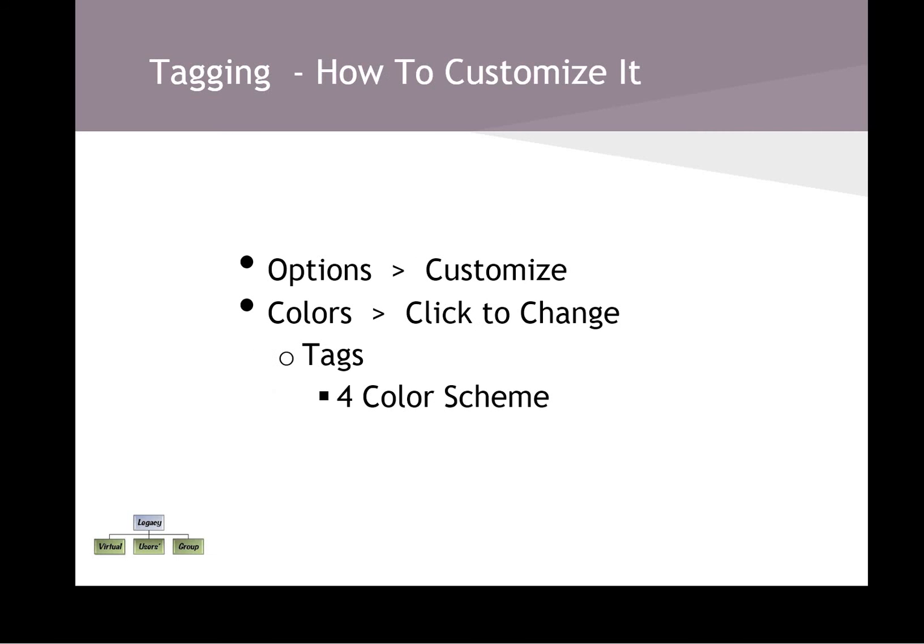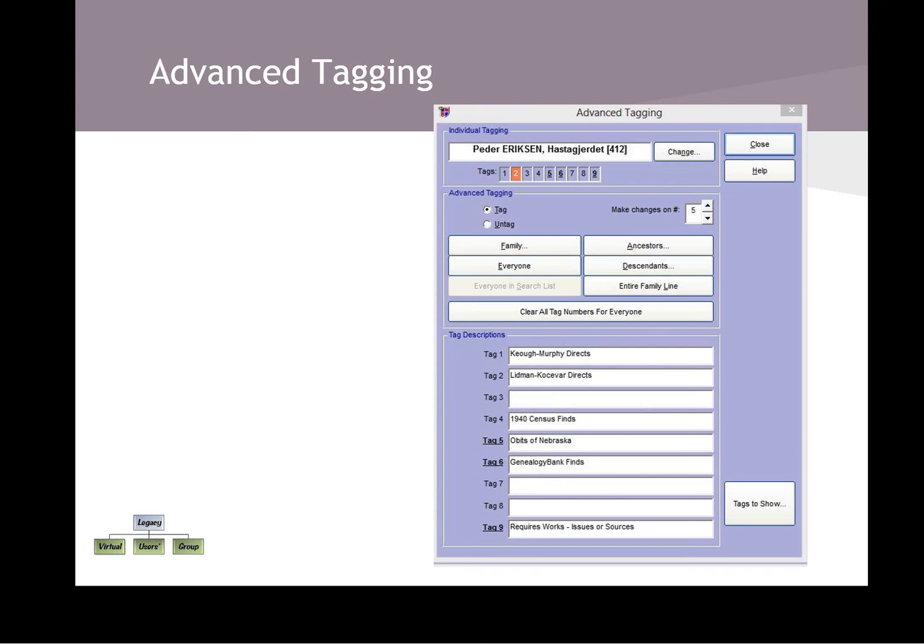Tagging, how to customize it. If you have watched any of the videos I've done, you'll realize that I'm very visual, and so one of the first things I did was I went into Options, clicked on Customize, played around with the colors. You can click to change those, and really use any colors you want for your tags. And keep in mind that Legacy has everything, all of the tags, with a color scheme, but you can choose your own.